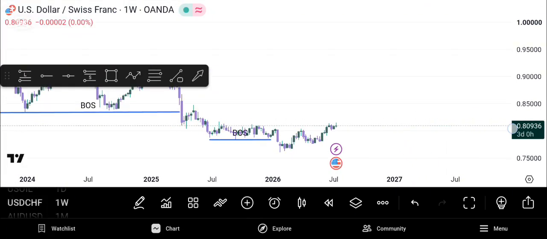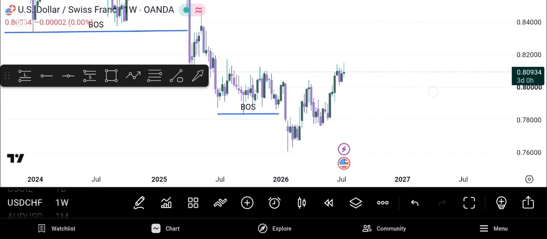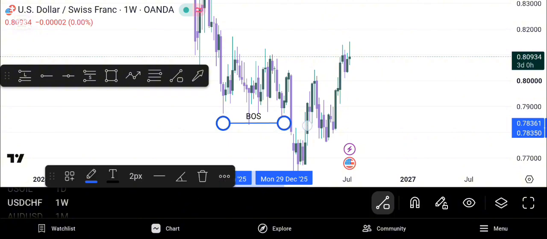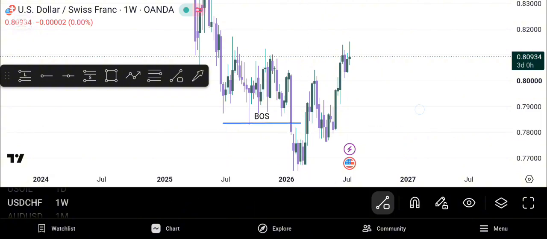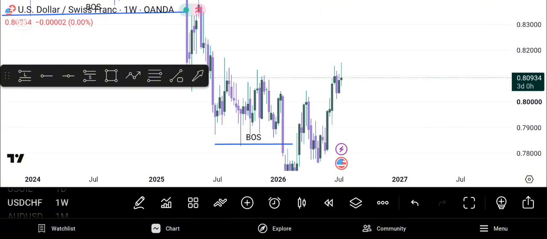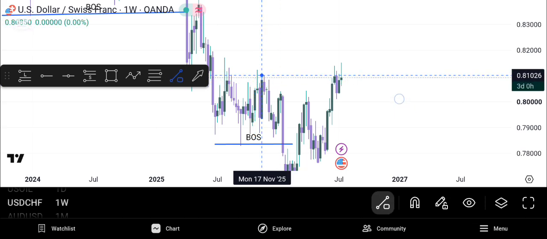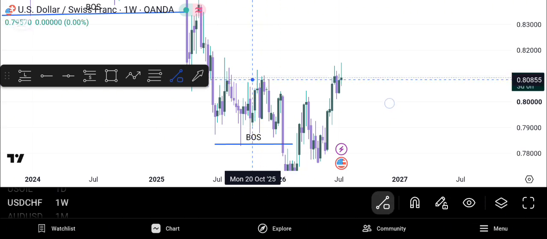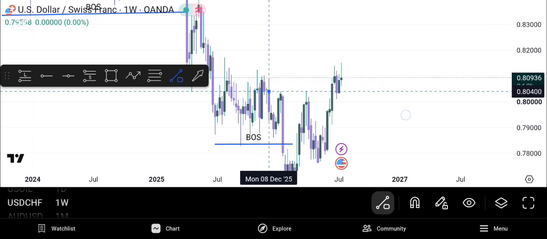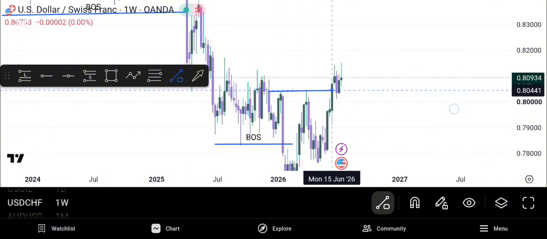In the weekly time frame, let's see what price has been doing here. Price gave us a break of structure here. This is the break of structure we marked on the monthly time frame, and after that we have some kind of weak rejections here, but the other block which caused the monthly break of structure is actually this, or the level is actually this.